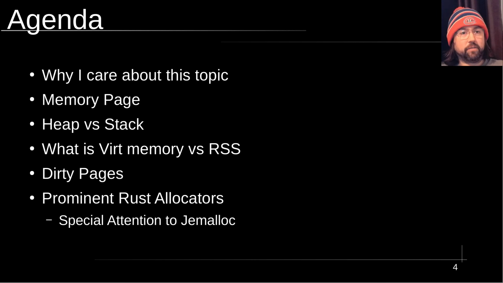So what's the agenda for today? I'm going to talk to you about why I care about this topic. I'm then going to go into a bit of a description about what a memory page is. I'll talk about the heap versus the stack. I'll talk about what virtual memory is versus RSS, resident set size. I'll talk a little bit about dirty pages, and then I'll go into a little bit more detail about the prominent memory allocators in Rust that I've used. And I'm going to spend special attention on Gemalloc.